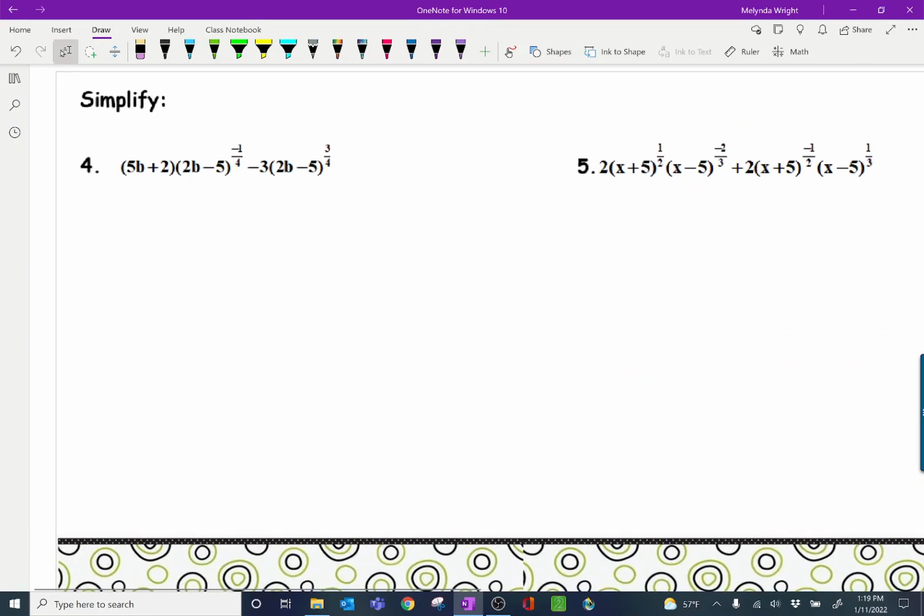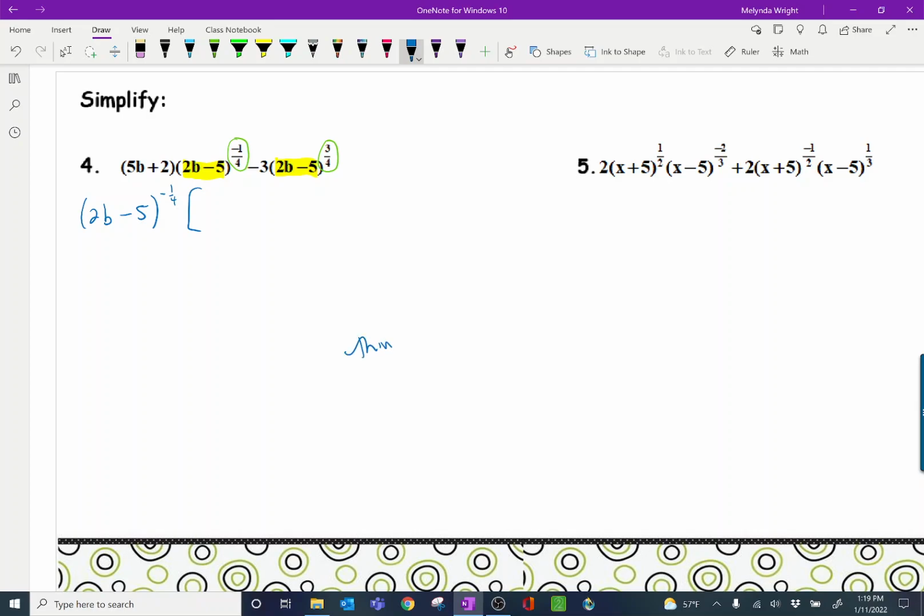Again, our first step is to look for common bases. Let's see, I've got a 2b minus 5 and a 2b minus 5. Okay, those are my common bases. And looking at my exponents, I need to choose between a negative 1/4 or a 3/4. I think we could all agree that negative 1/4 is smaller. So that one's the winner. That's the one that gets to be factored out. So I have 2b minus 5 to the negative 1/4, and that's the one we're going to factor or divide out.